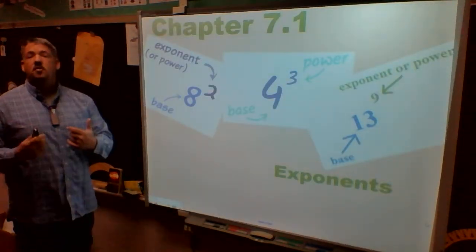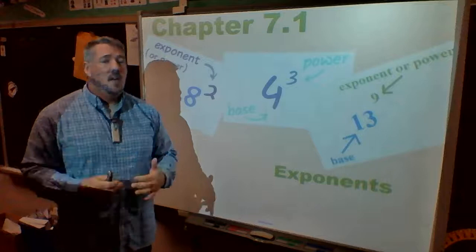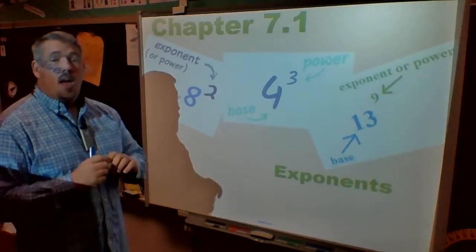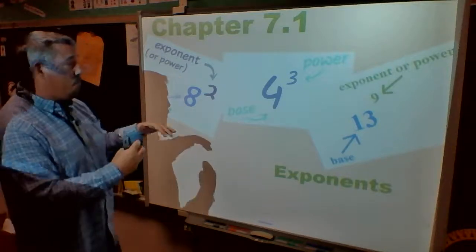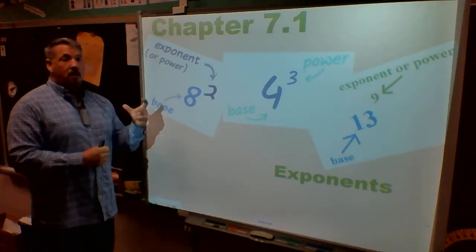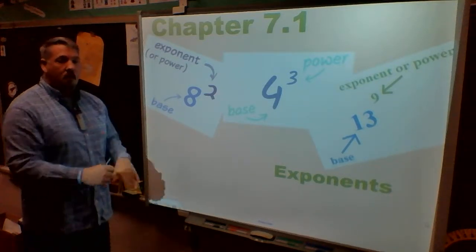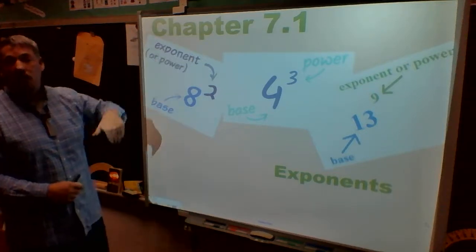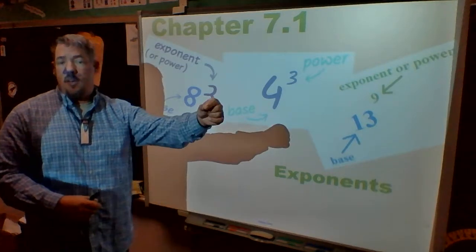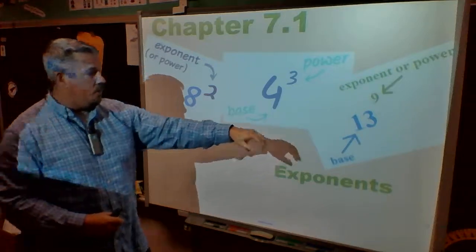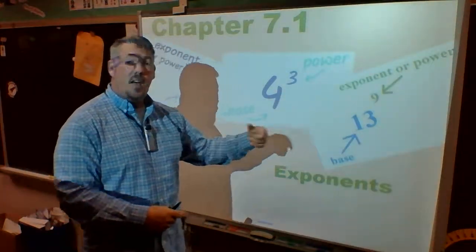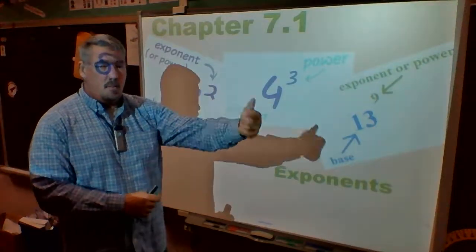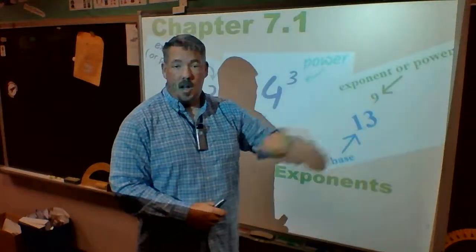So exponents, our introduction to chapter 7, lesson 1, is just remembering what an exponent is, how it works, and being able to solve for it. I have a base, which is my repeated factor, the big number, and how many times I write it down. My exponent, or my power, tells me how many times to write it down as a multiplication problem. So if this was 13 to the 9th power, I would have to write the number 13 times itself, times 13 times 13 times 13, 9 times.